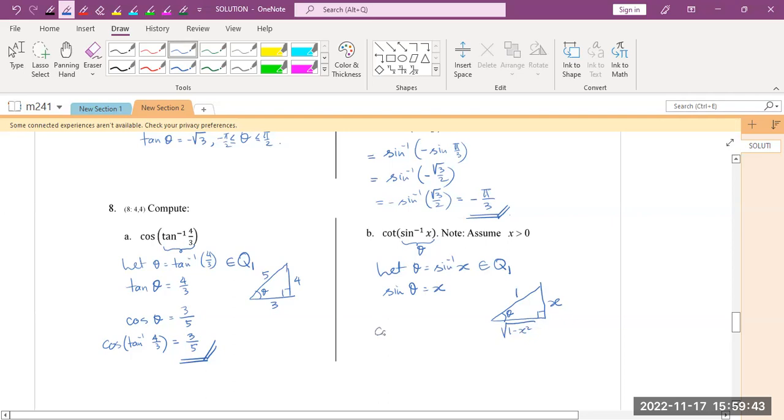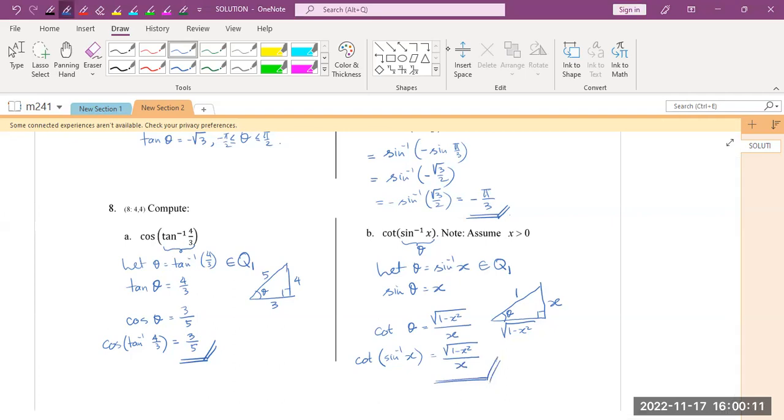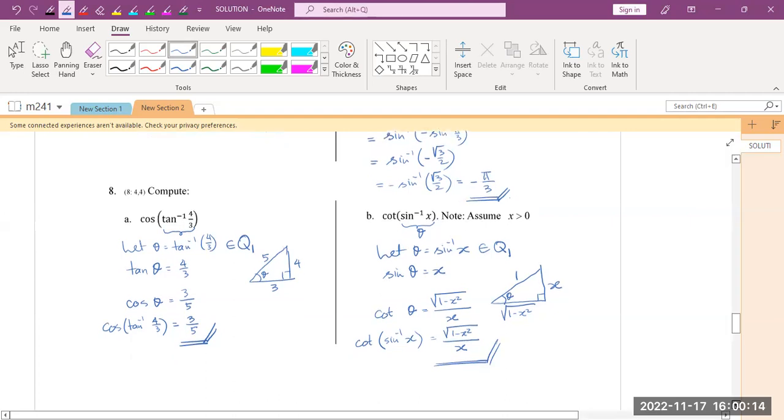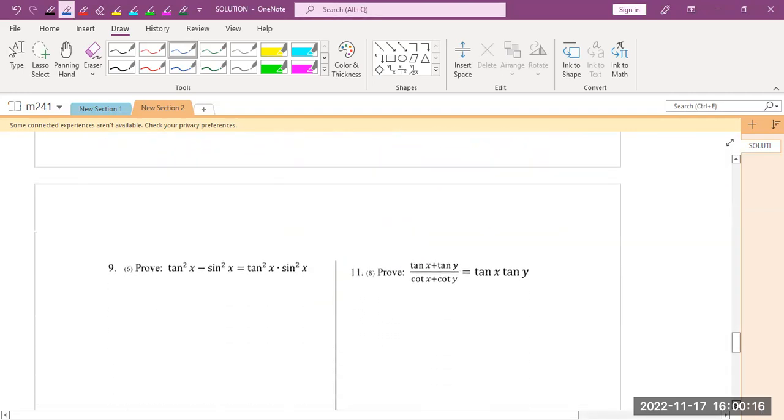Then what is cotangent of theta? That's adjacent over opposite, right? Now, why do we do cotangent theta? Because theta is sine inverse of x. What I do here is very, very important for your Calculus 2 later on, so remember this technique very well. Okay, that's for number 8. Let's go on. Now, proving.